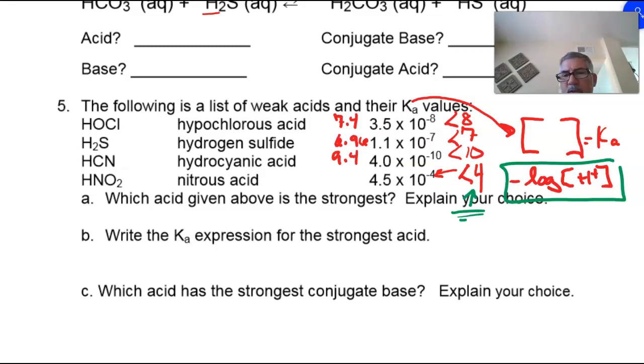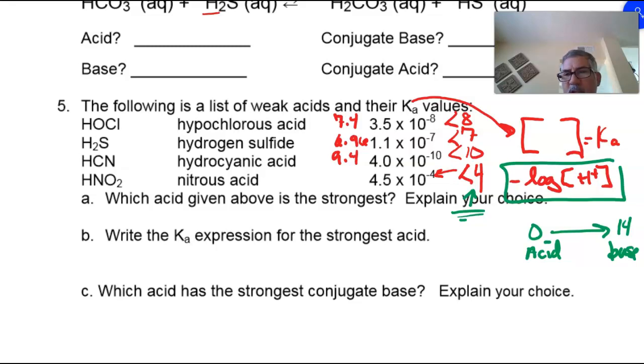So which is strongest? Remember, the pH scale goes from 0 to 14. So the strongest acid would be closest to 0, because it has the highest concentration. The Ka expression of the strongest acid is essentially what I wrote up there.